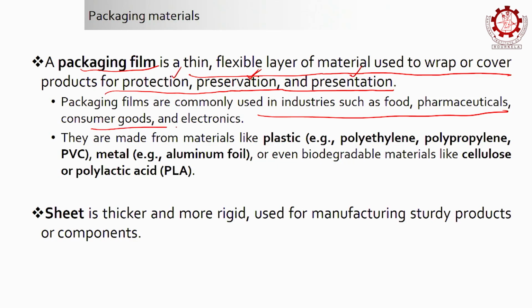For food, pharmaceutical, consumer goods and electronics, we know packaging materials are used for different purposes, so there is nothing new in it. Plastic, aluminum foils, or now biodegradable materials like cellulose or PLA. Chitin and chitosan films are also made. So how do we make a packaging film? Anybody, any one of you know how we make a packaging film? Or how many of you have made a biodegradable polymer? Or have you seen in any lab how they make biodegradable polymeric material?